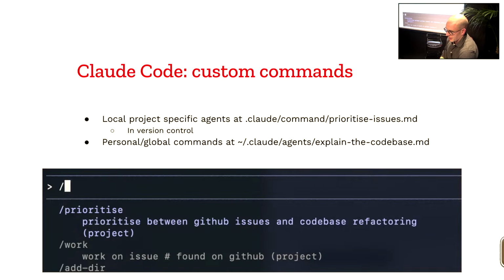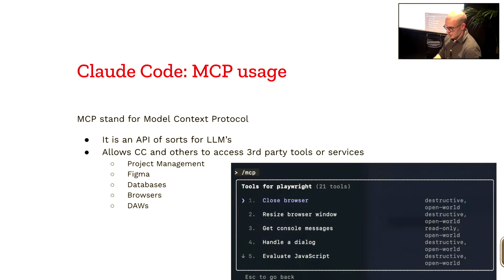Next, let's get back to the other useful stuff. There are custom commands you can configure, just like those sub-agents. For example, for testing purposes, I made this prioritize command that fetches stuff from GitHub, compares to my local changes, and looks for to-do comments and stuff from the code base. I haven't used them that much.